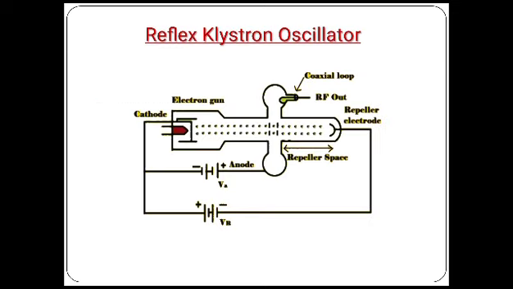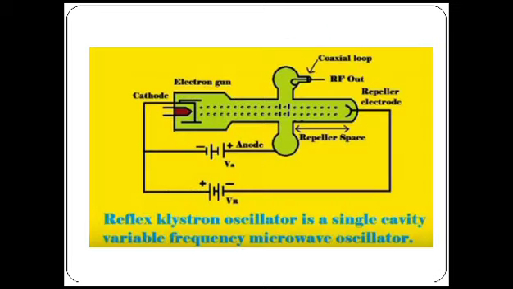Reflex Klystron will have a single loop. Both catcher cavity and buncher cavity are in a single loop. So if we consider the anode voltage and cathode voltage, it can be explained in the previous diagram. Reflex Klystron oscillator is a single cavity variable frequency microwave oscillator.